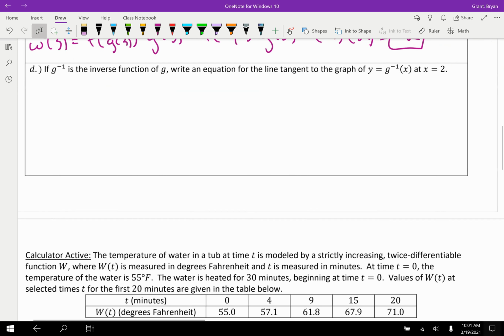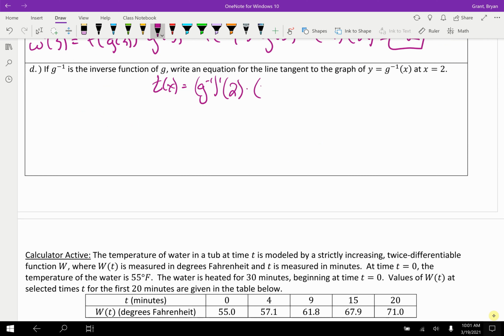Last but not least, if g inverse is the inverse function of g, write an equation for the line tangent to the graph of g inverse of x at x equals 2. Okay, let's start this out. We've done tangent lines before. We know we need the derivative of g inverse at 2. Now we have (x - 2) + g inverse of 2. We're writing all this out because they asked us to do it to the inverse function.